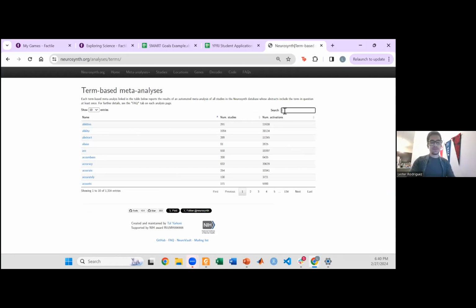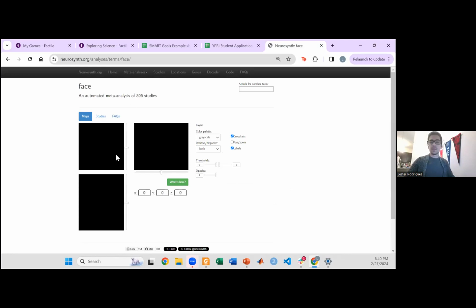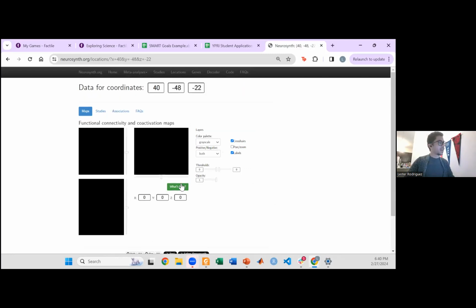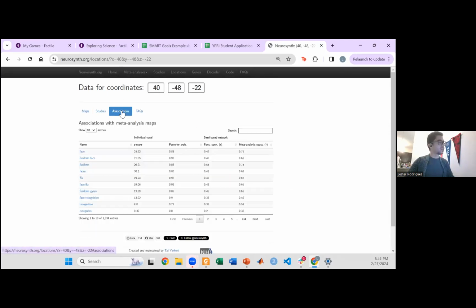So for example, if I type in something else, if I type in face, I see if it comes up. I can now click on face, and this is what I'm going to see. I'm going to see this little brain scan here, and I can click around in it, and then I can find what areas have high activity for face. Once I'm on the area, I can click what's here, and then I can see it'll load again. And if I click on associations, I can see what it's called. So for example, here is the name of the area, fusiform gyrus.